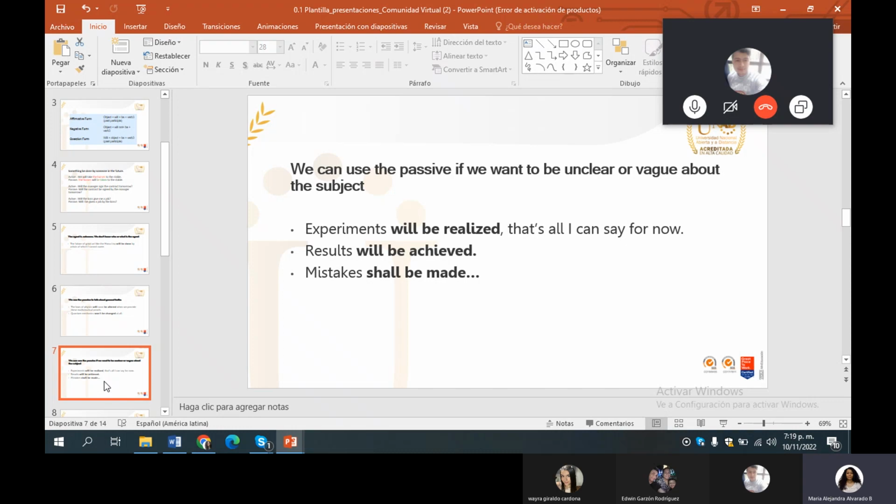Yes, teacher. We can use the passive if we want to be unclear or vague about the subject. Experiments will be realized. That is all I can say for now. Results will be achieved or mistakes shall be made.